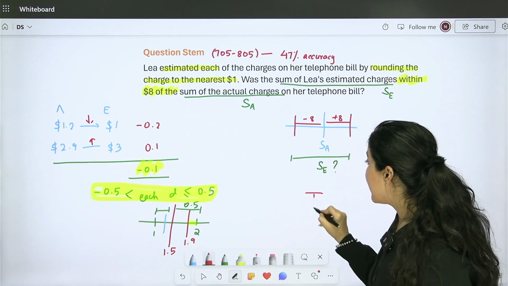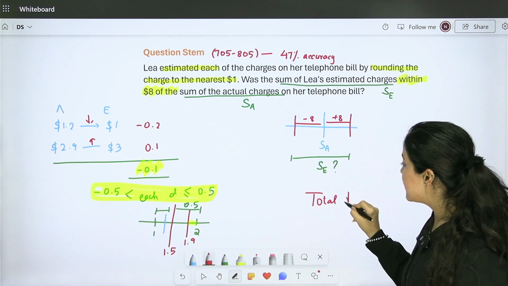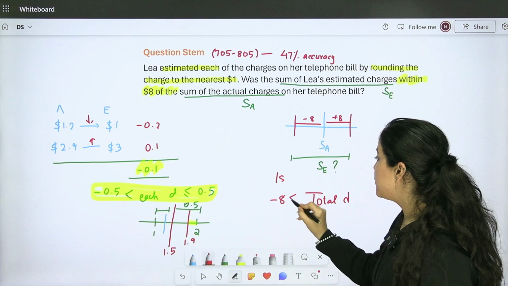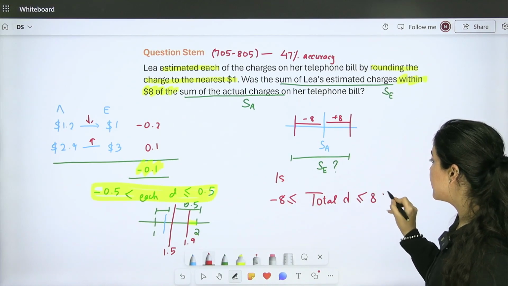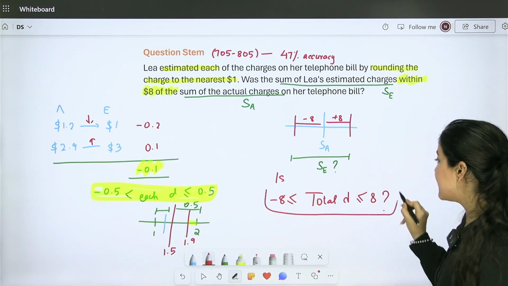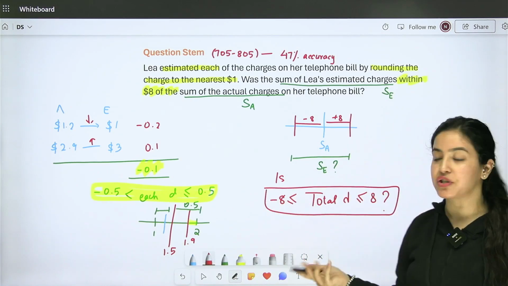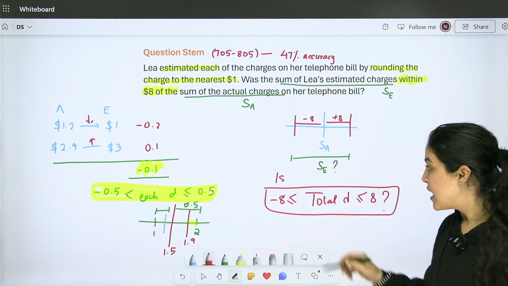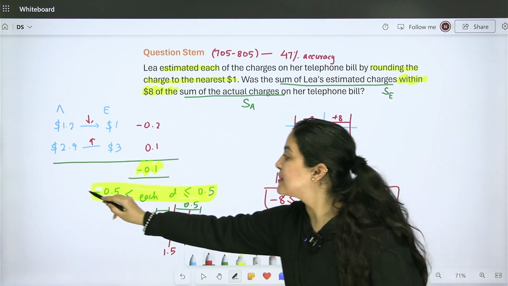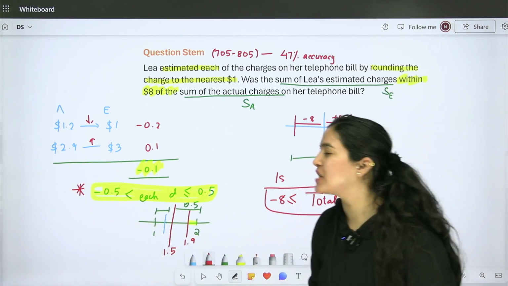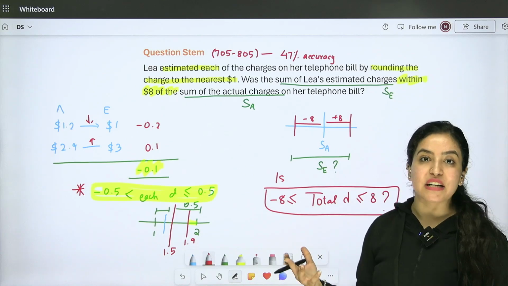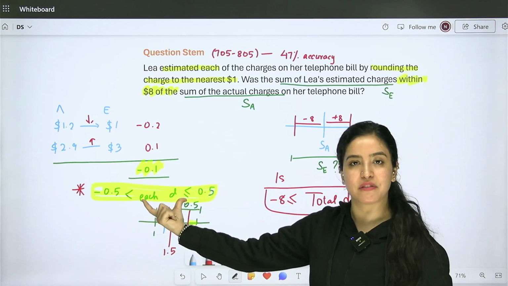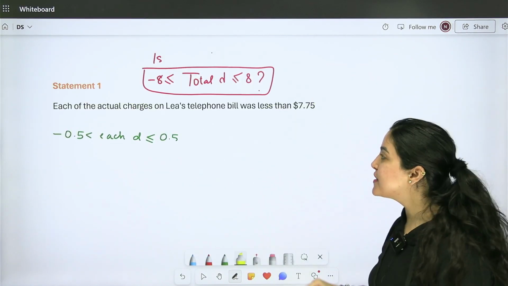So if I call my total deviation total D, my question is: is total D between negative 8 and 8? This is your question. If you get a yes or a no from a statement, it will be sufficient. If you sometimes get a yes, sometimes get a no, then that statement will be insufficient. Now, I am interested in the total, but I still have this information about each single deviation. Let's see what the statements give us and how we will move forward with this. I'm going to take this and this to my first statement. Okay, here's statement 1.